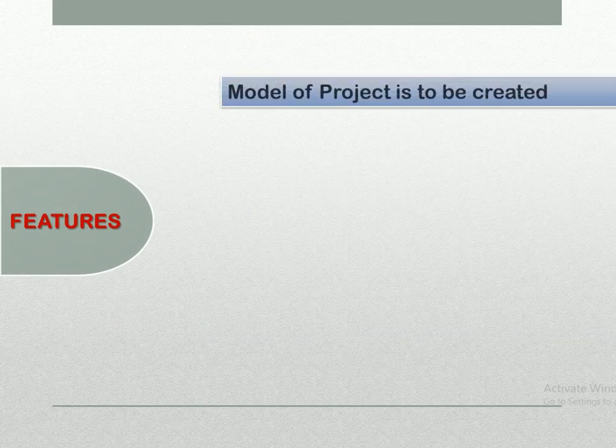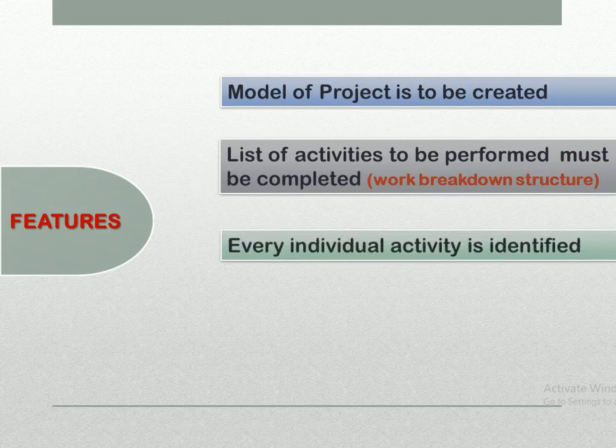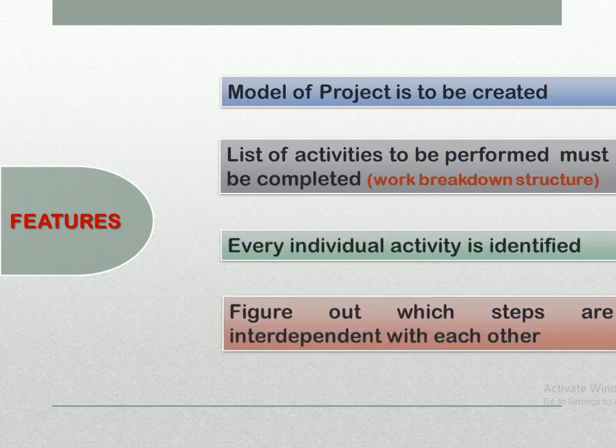As far as the features of CPM are concerned, in order to achieve the full advantage of CPM, a model of the project has to be created, and that is the foremost important thing. A list of all the activities to be performed must be completed, and this is called the work breakdown structure. Every individual activity needs to be identified, and the next step is to figure out which steps are interdependent or interrelated with each other.